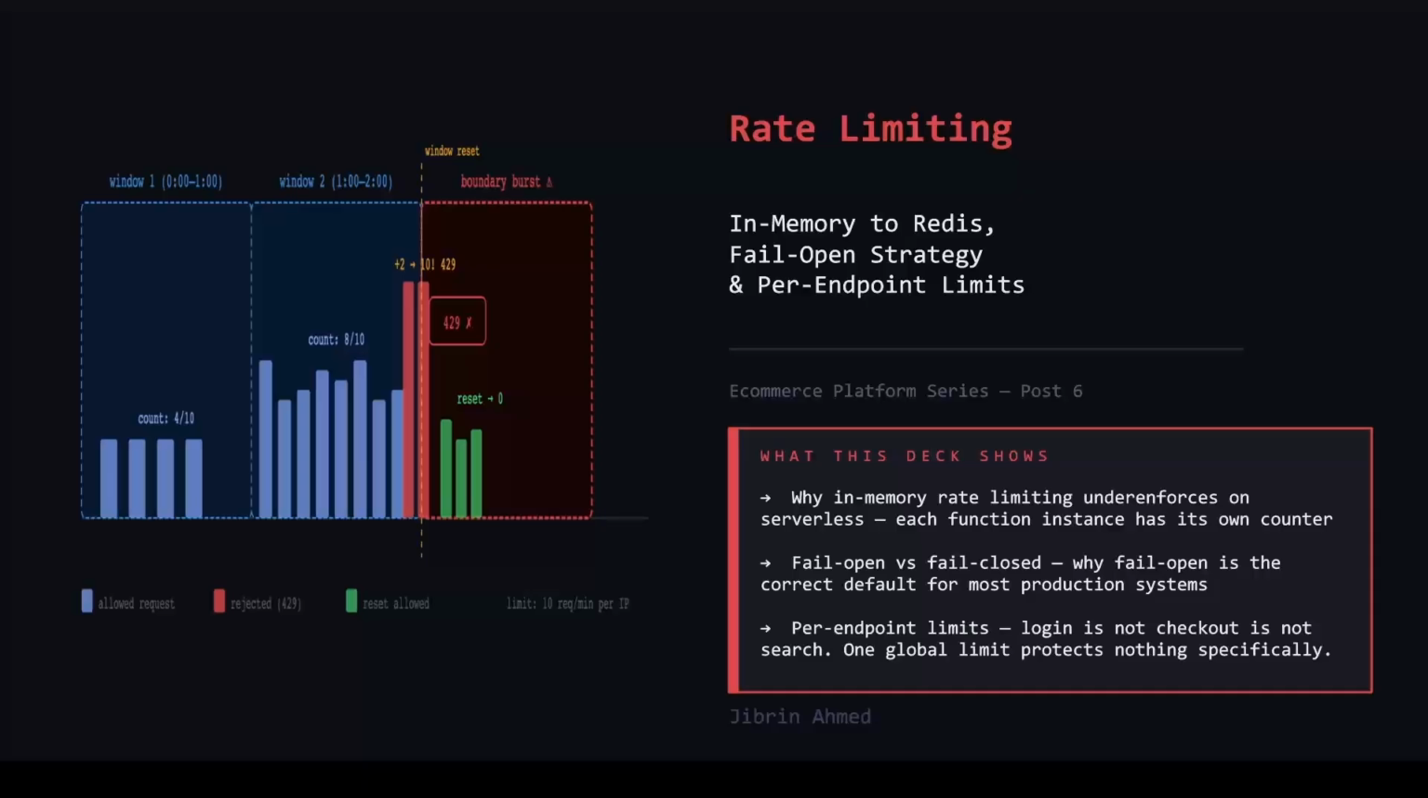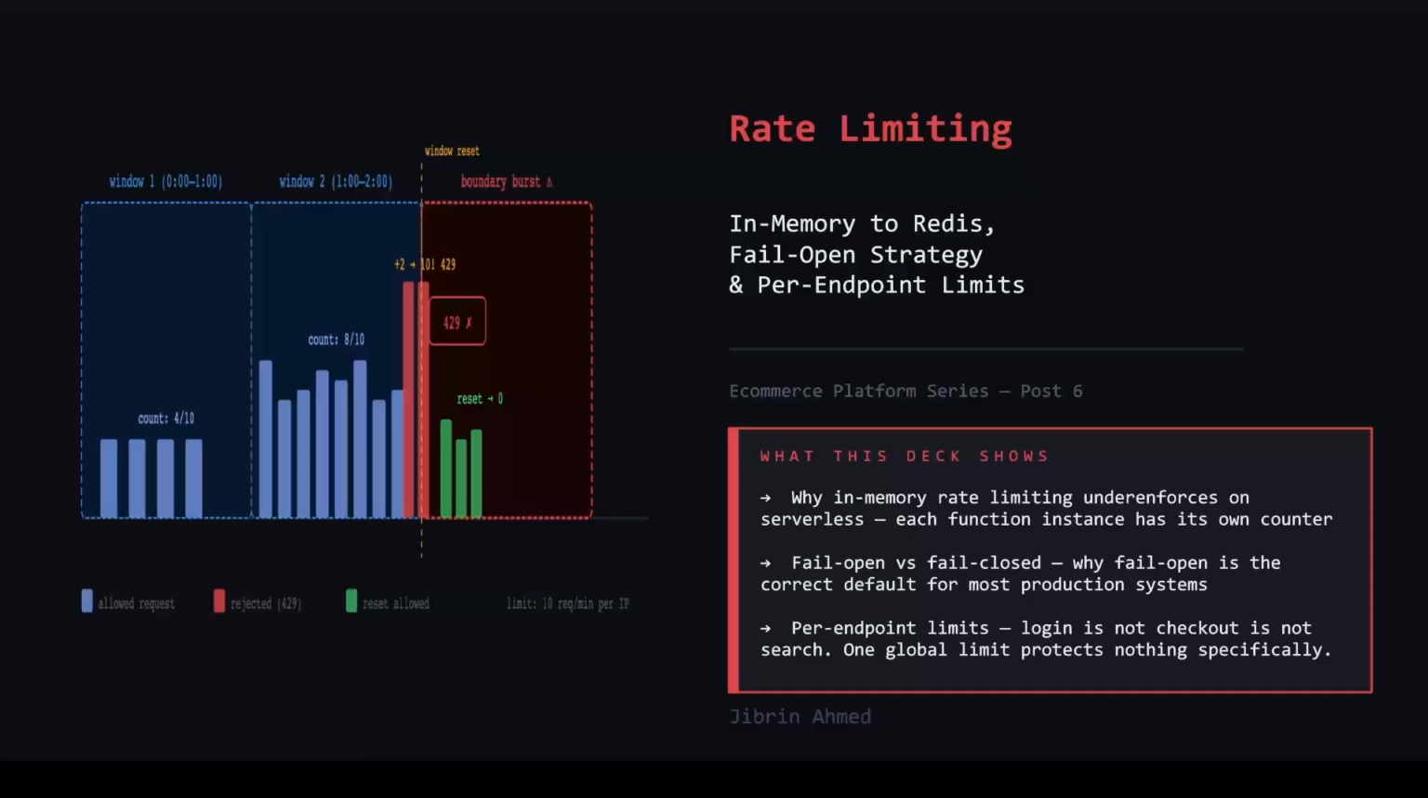In-memory counters are per function instance. On Vercel, with 5 active function instances, a user whose requests are distributed across those instances can make 5 times the limit before any single instance fires the counter. The limit is 10. The actual enforcement is 50.